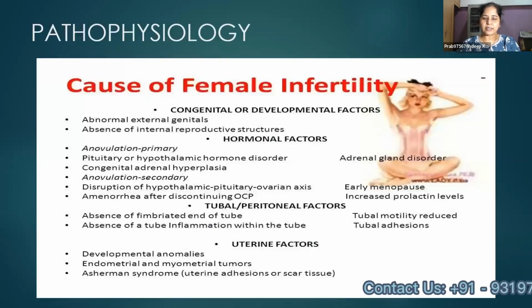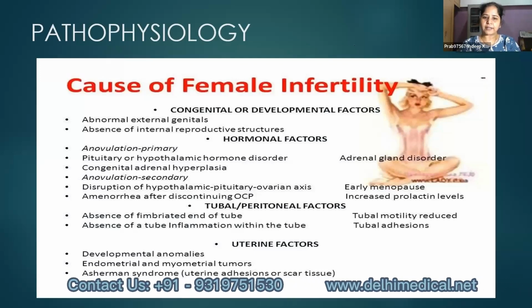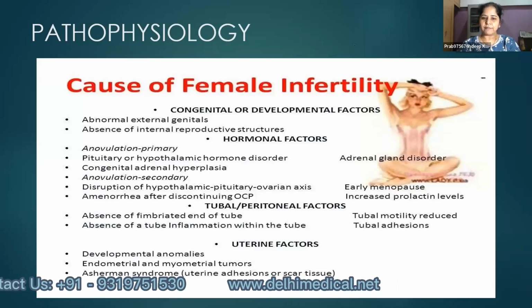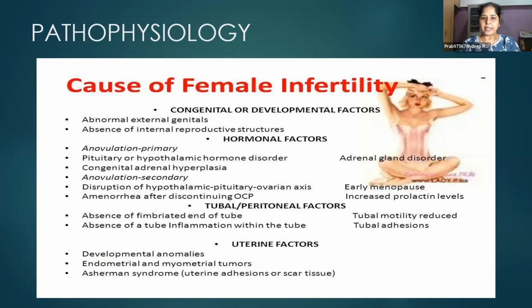Some other causes have been summarized like this: congenital or developmental factors, hormonal factors, tubal or peritoneal factors, and uterine factors. The congenital or developmental factors include abnormal external genitals and the absence of internal reproductive structures. Then hormonal factors include anovulation, which could be primary.